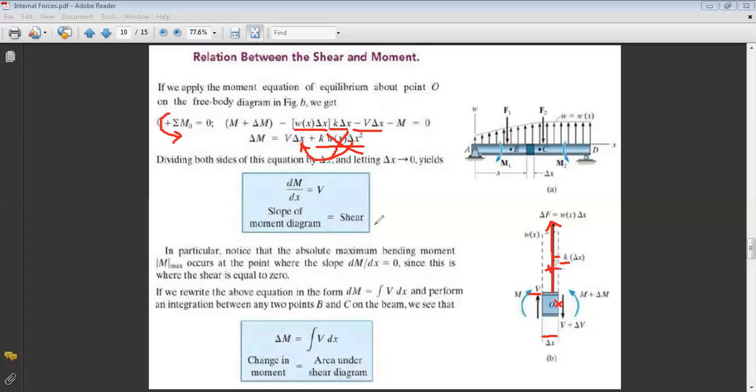Now, if I integrate this relation, as I did in the previous slide, I obtain that the change in moment, delta m, is equal to the integral of v dx, which is the area under the shear diagram. And we will see how we will use these relations in problems to know how the shear and bending moment are varying along the structure. Any question until here?